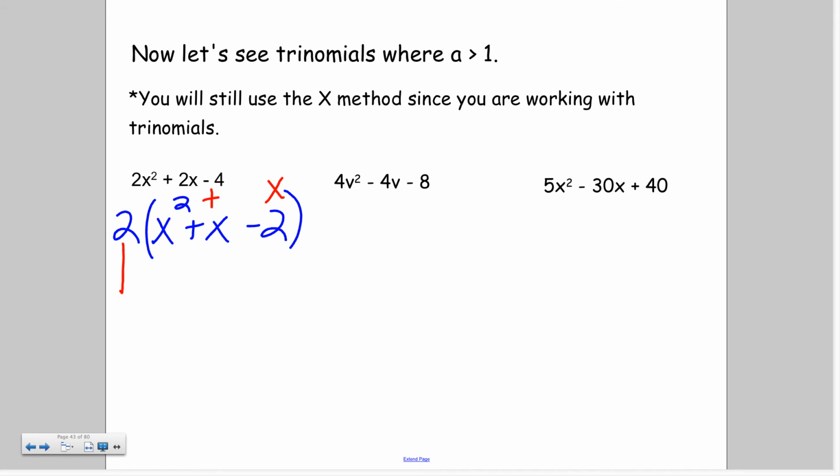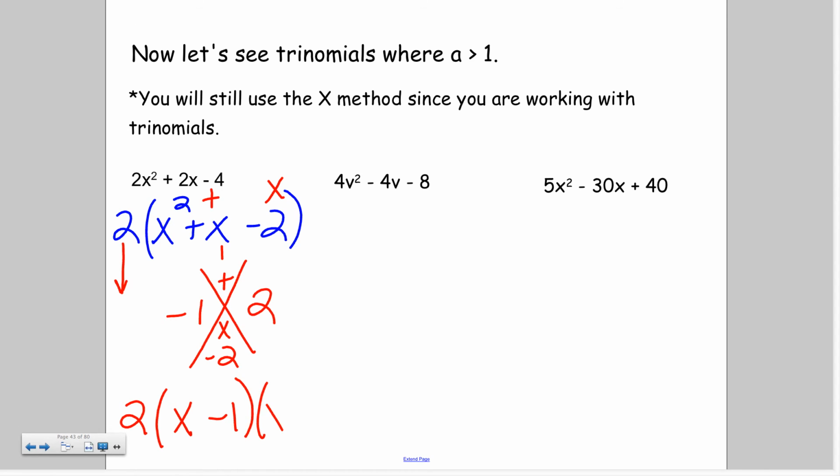I'm going to just bring my GCF down every time. So times negative 2, add to be 1. That gives us negative 1 and positive 2. So bring my GCF down, x minus 1, x plus 2. So the only step we've really added is just that GCF in there.